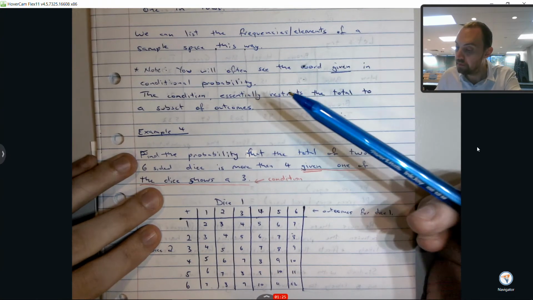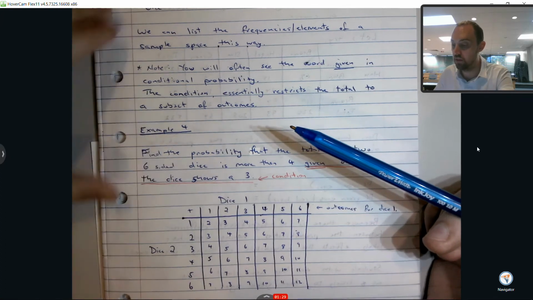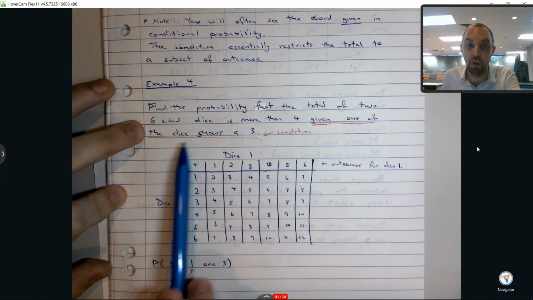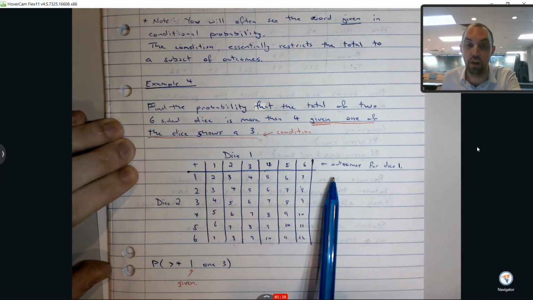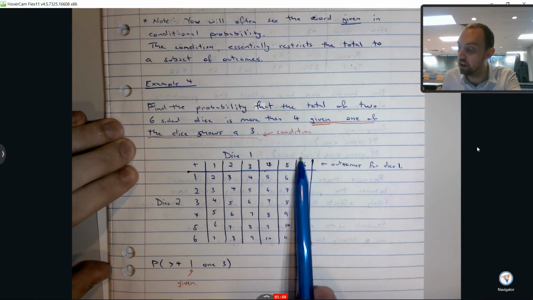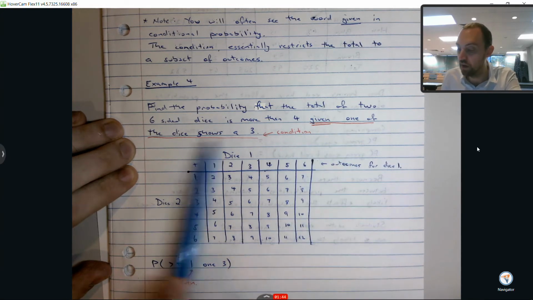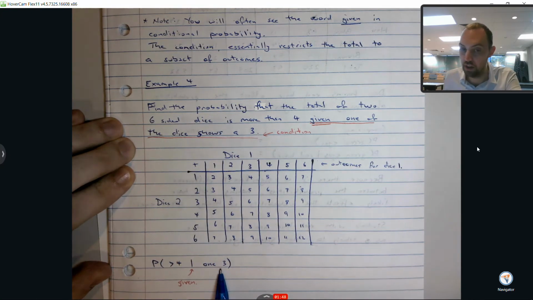Now, if we are doing conditional probability, let's take a look at our first example here. We've got find the probability that the total of two 6-sided dice is more than 4, given that one of the dice shows a 3. So here's our given, this part is our condition, which is why it's down here in my shorthand.